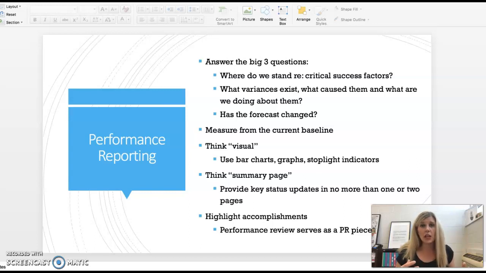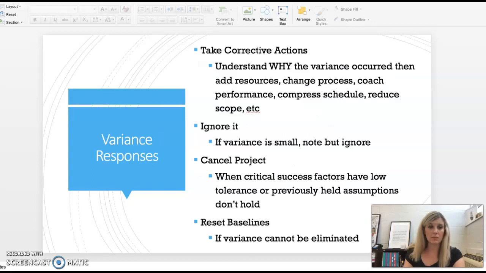Thinking visual, being able to communicate with your stakeholders in a variety of ways using bar graphs, charts, spotlight indicators, highlighting accomplishments. This helps build morale within your team members. It's a crucial element that can go a long way to continuously build up your team.